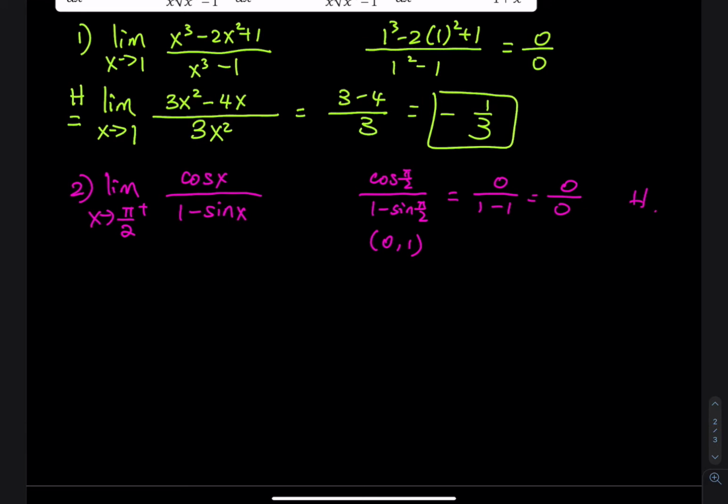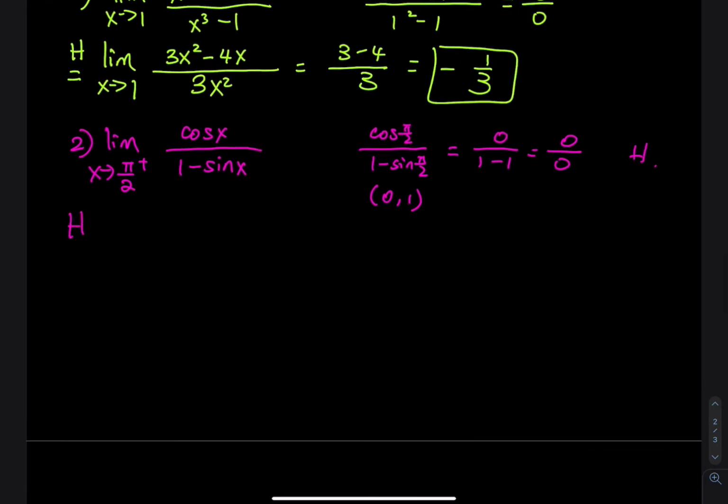All right? And then you have to draw an H. You must draw an H. This is very important. Otherwise, no one knows what you did. And then you have the limit as x approaches pi over 2 from the right. The derivative of cosine is negative sine. And then the derivative of 1 is 0. The derivative of sine is cosine. Again, I did not do quotient rule. I take the derivative of the top and then the derivative of the bottom. This is not quotient rule. This is L'Hopital's rule.